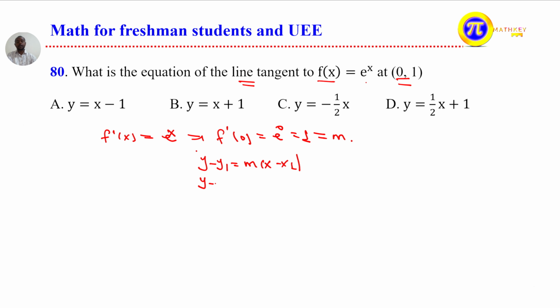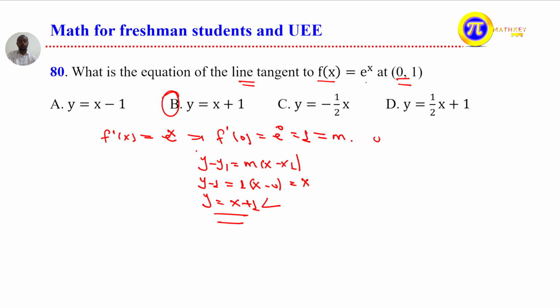Which is y minus 1 is equal to m, which is what? That is 1, so x minus 0, which is equal to x. Therefore y is equal to x plus 1. This is the equation of the line which is tangent to the given function f of x at (0, 1). From the given choices, which was the correct answer? D is the correct answer.